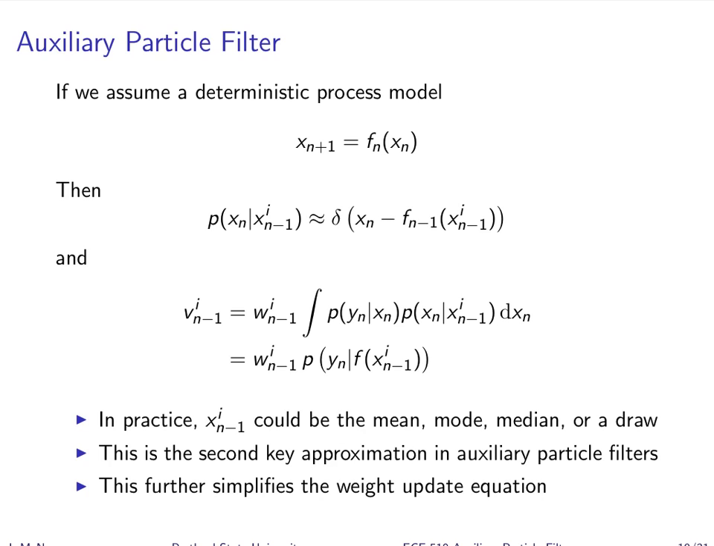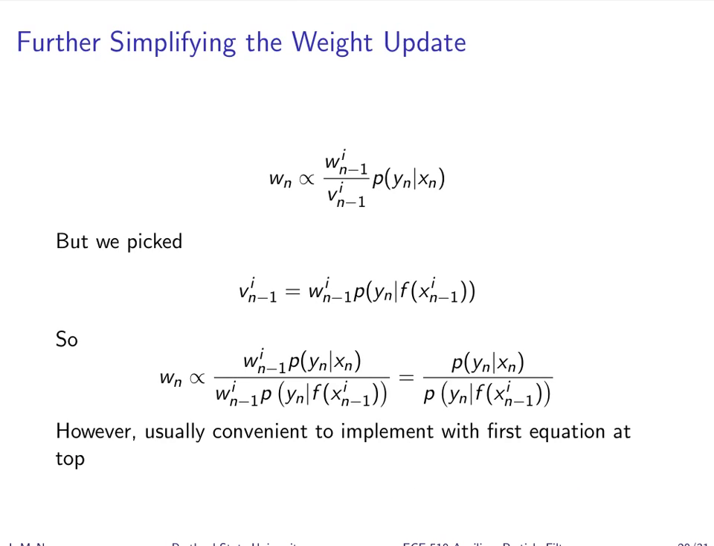So this is the second approximation, and in my view, it's kind of the biggest weakness of this approach, is the idea that it's modeling the process model as deterministic, when we know dang well that it isn't, in most cases. But it does simplify the weight update equation, and suddenly you can do computation with it.